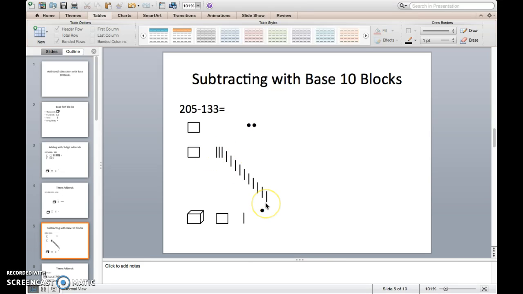So 10 minus 3 would be 1, 2, 3. And now we have how many left? 1, 2, 3, 4, 5, 6, 7. So we should have 7. These I'm removing from my original number because we have removed them from the 100 that we broke down into 10 lines. So now we have 10, and I'm going to move them up here with what will be the solution to my equation.